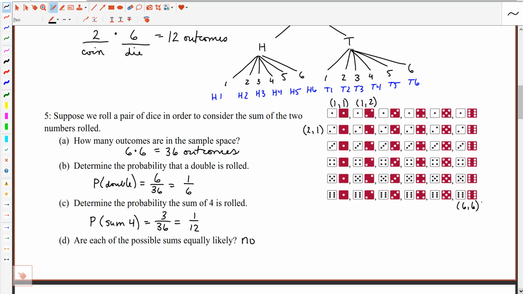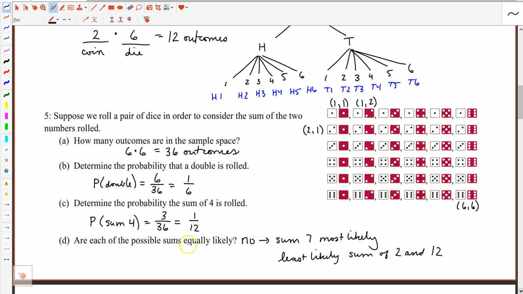If we start looking at all the different sums in here, this is actually going to be the most likely, getting a sum of 7. It could happen here, here, here, here, here, and here. All right, so a sum of 7 is the most likely, and the least likely are going to be the sums of 2 and 12. Each one of those has 1 out of 36 possible rolls occurring.